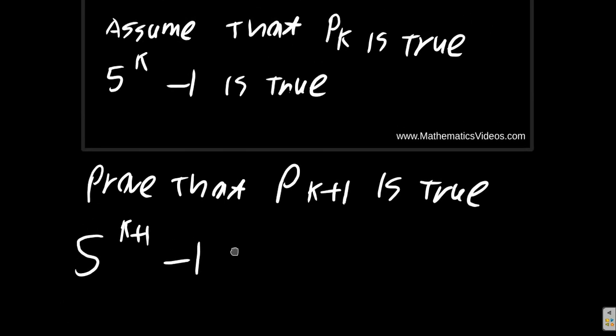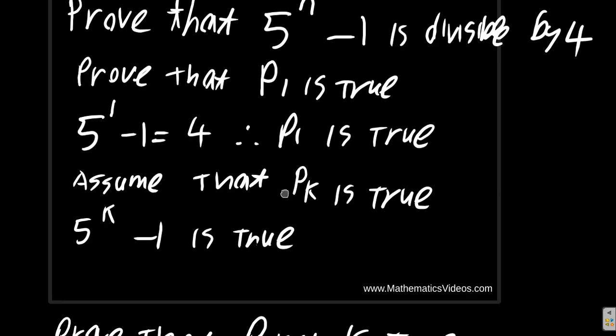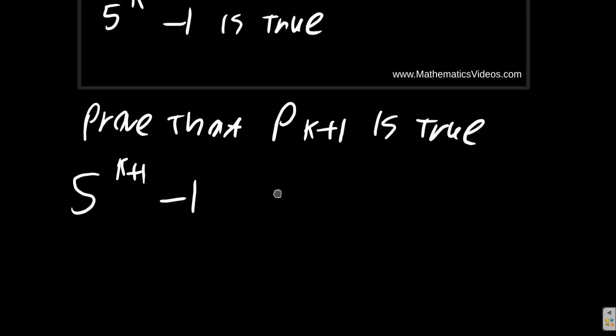Well, we assume 5 to the k minus 1 is true based on the fact that 5 to the n minus 1 is divisible by 4. That statement is true. All right. k is some value between 1 and n. Whatever value that is. So, let's prove that it is true.